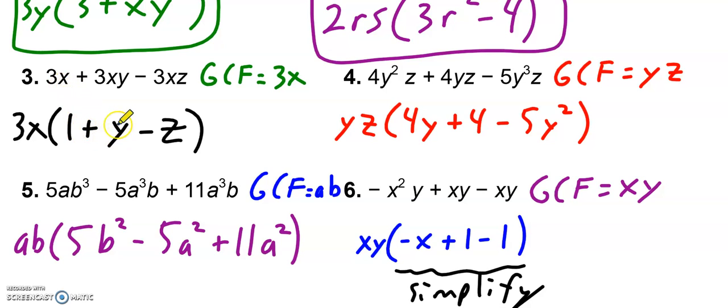All right, that was enough rambling. So then here I took out a 3x and I'm left with y, and here I took out a 3x and I'm left with z.